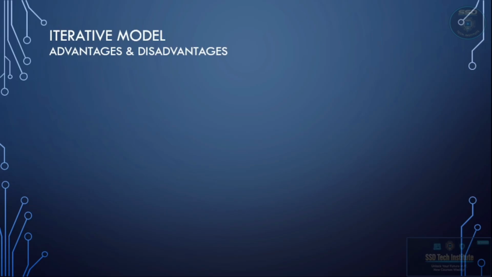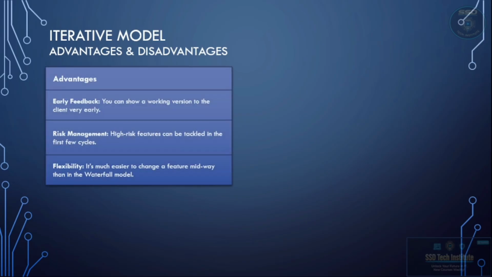Now let's move on to the advantages and disadvantages of the iterative model. So why would a team choose this model? Let's look at the pros and the cons. The advantages. Early feedback. Because we build the software in small parts quickly, we can show working versions to the clients very early on. Risk management. If there are high-risk features, we can tackle them in the first few cycles and make sure they work. Flexibility. It is much easier to change features halfway through compared to the rigid waterfall model.